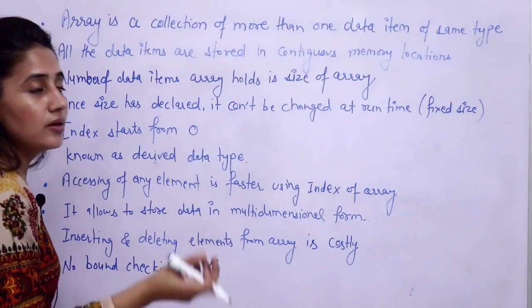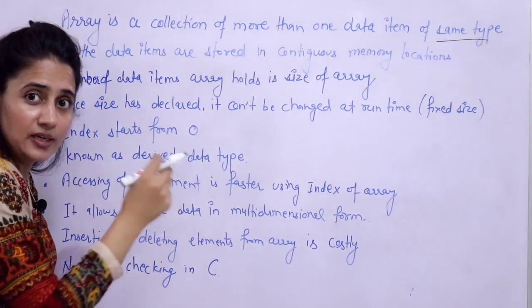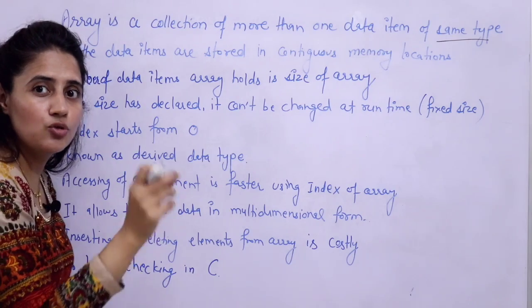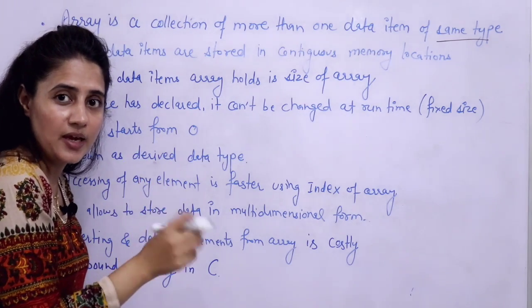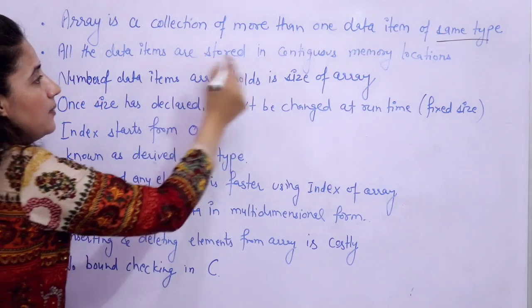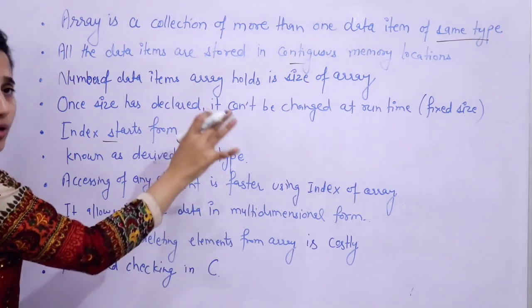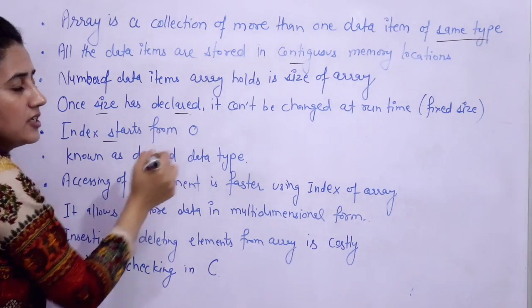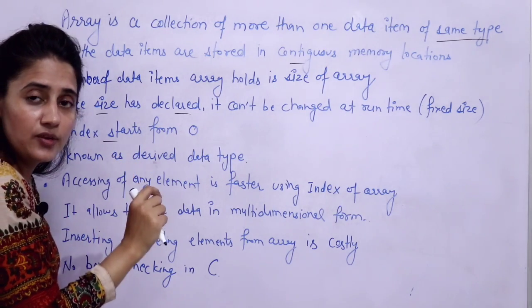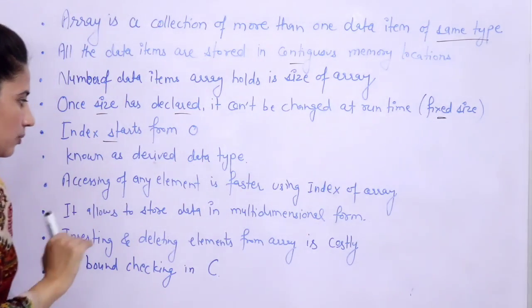But the drawback is that it can store only the same type of data item. If it is an integer array, then all the data items should be of integer type. If the array is of character type, then all the data items should be of character type. All the elements are stored in contiguous memory allocation. Index should start from 0. One drawback is also there: once you have declared the size of the array, you cannot change it. So it has a fixed size problem.